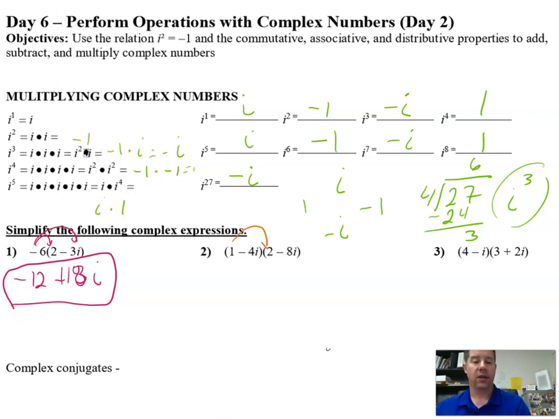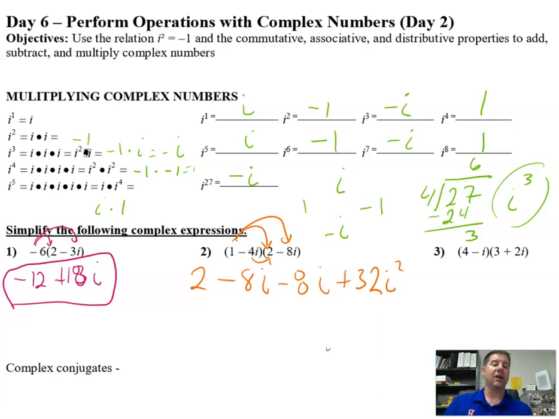Here we need to double distribute. So 1 times 2 is 2. 1 times negative 8i is minus 8i. Negative 4i times 2 is minus 8i. And then negative 4i times negative 8i is positive 32 i times i, which is i squared.